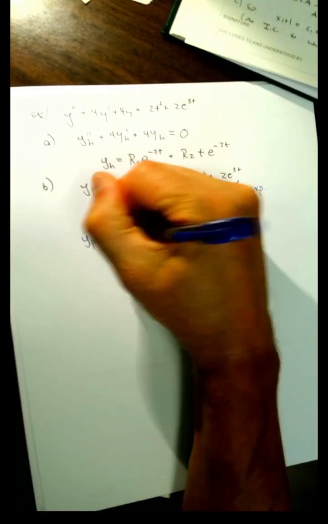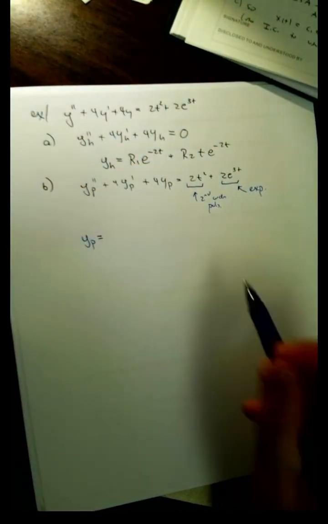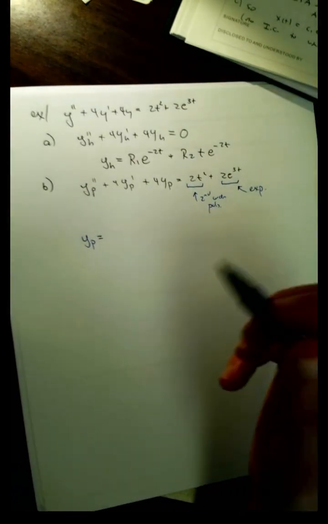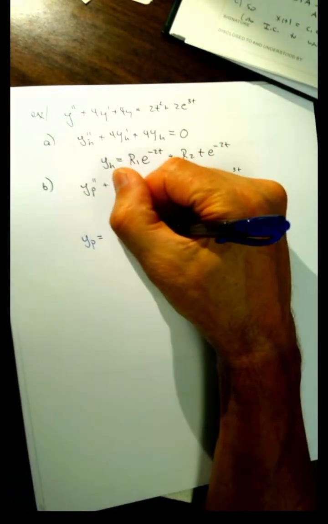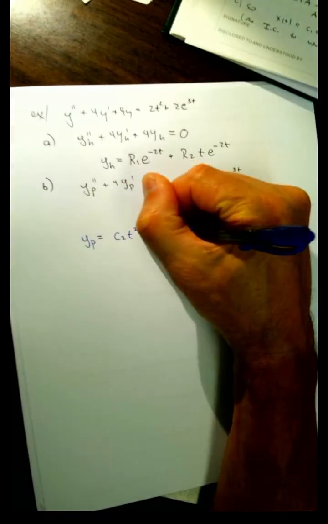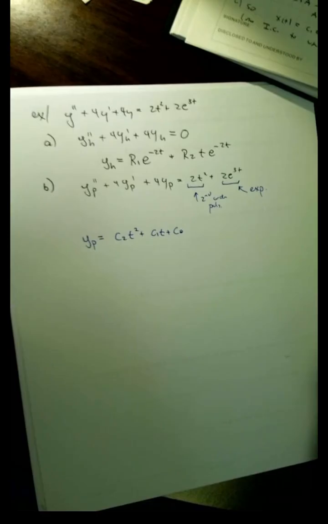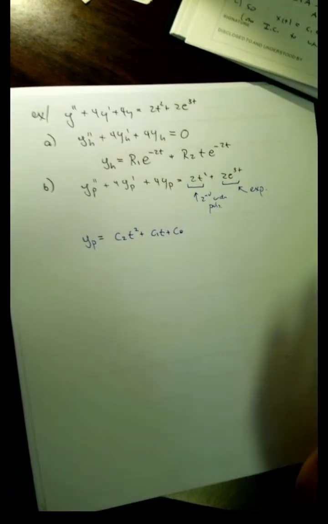So my guess for just that is going to be another second order polynomial. Because if I take a second order polynomial, take its derivatives and add it together, I'm going to get a second order polynomial. So the most general way I could write that is just something times t squared plus something times t plus a constant.